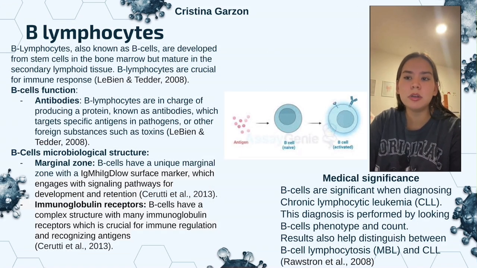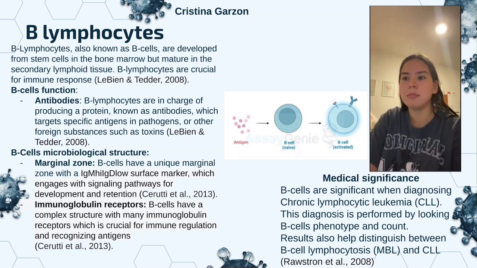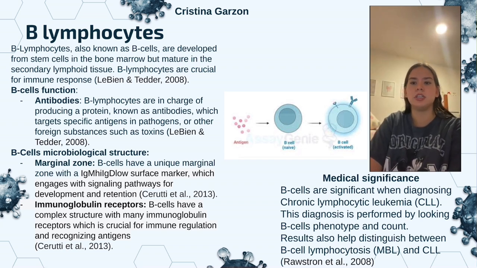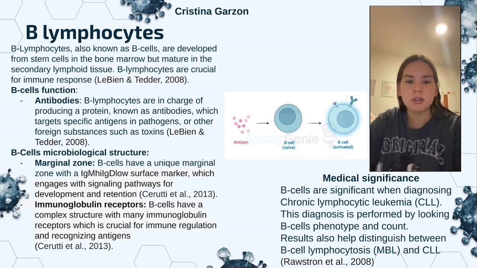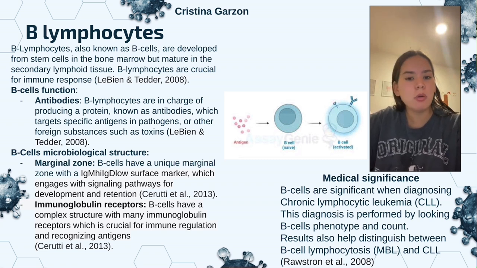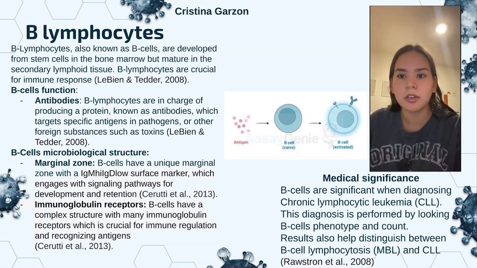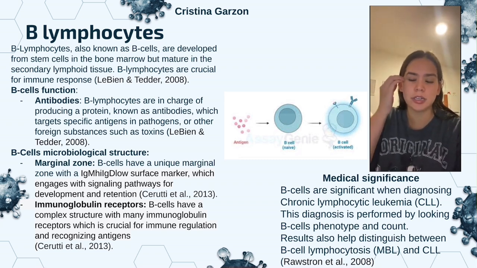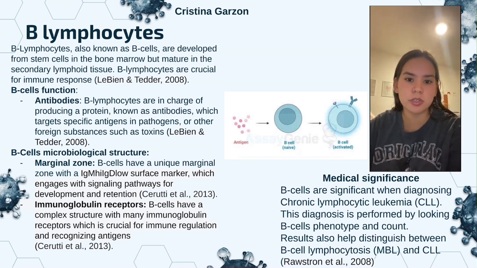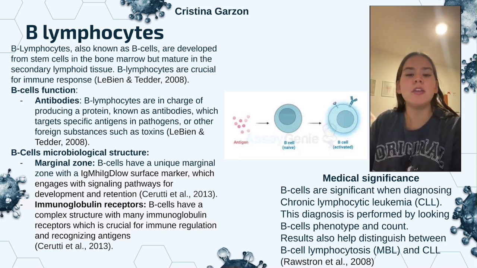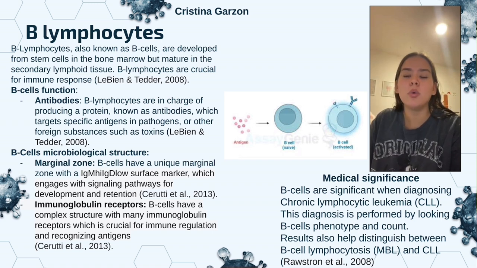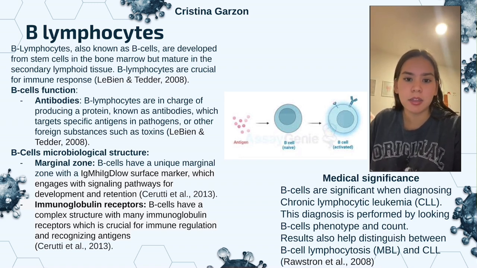B lymphocytes can also be known as B cells. They are a crucial part of the immune response. They develop from stem cells in the bone marrow and mature in the secondary lymphoid tissue. The B cells are in charge of producing a protein that we know as antibodies. They target specific antigens in pathogens or other foreign substances such as toxins. If it weren't for the B cells, we would not be able to fight any pathogens.